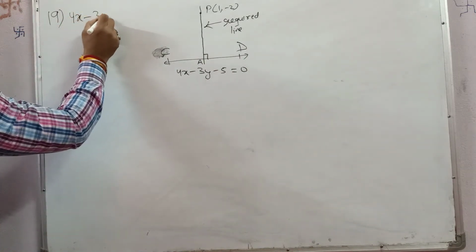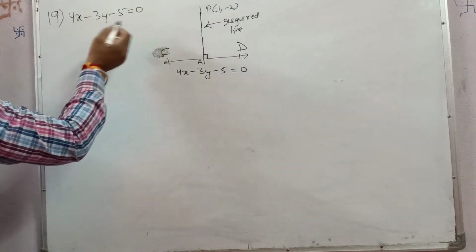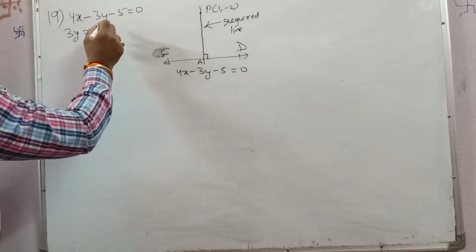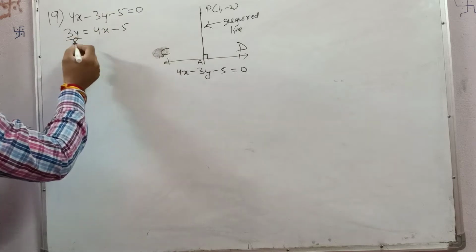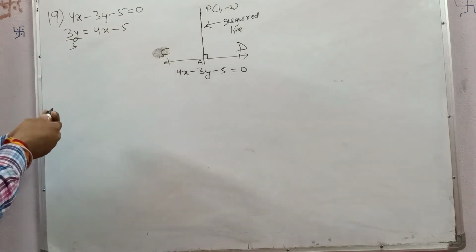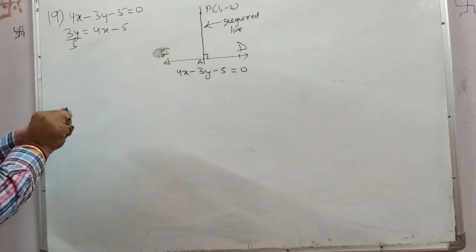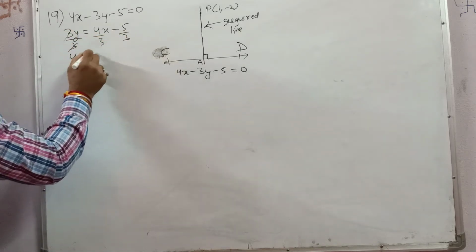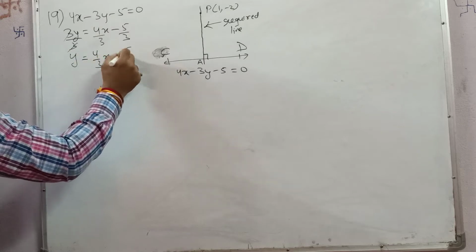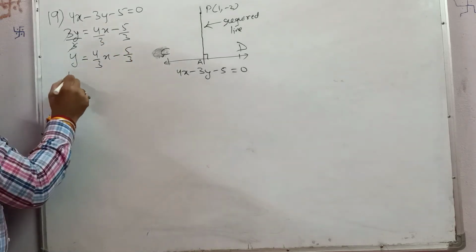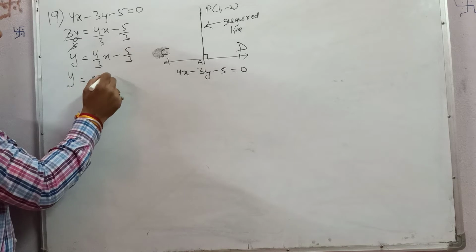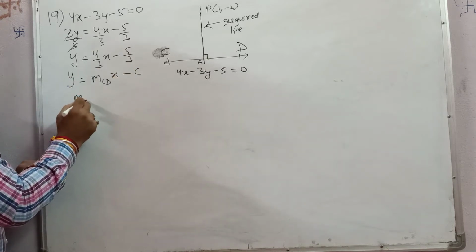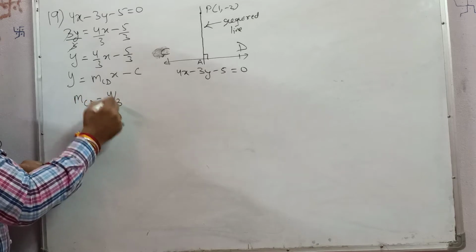4x minus 3y minus 5 is equal to 0. Transforming it in the form of y is equal to mx plus c, dividing each term by 3: y is equal to 4 by 3 x minus 5 by 3. So y is equal to slope of CD times x minus c. So slope of CD is equal to 4 by 3.